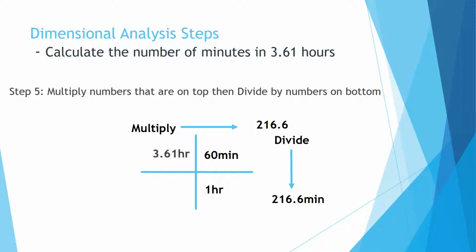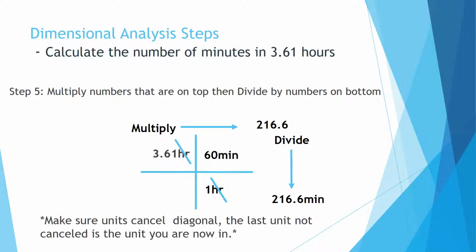Now how do I know it's minutes? Well, because my hours canceled out. I have to make sure that my units are diagonal from each other. If they're diagonal, they will always cancel out. And whatever is not canceled out, whatever I don't have another unit of, it will be that unit. That's the unit that I'll be in.